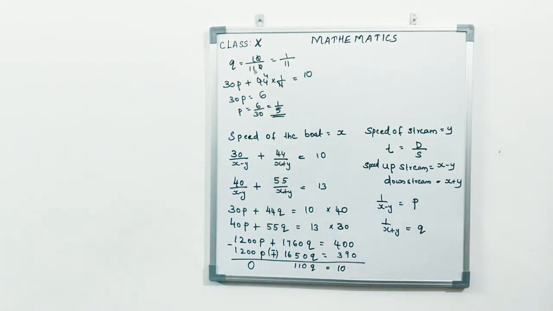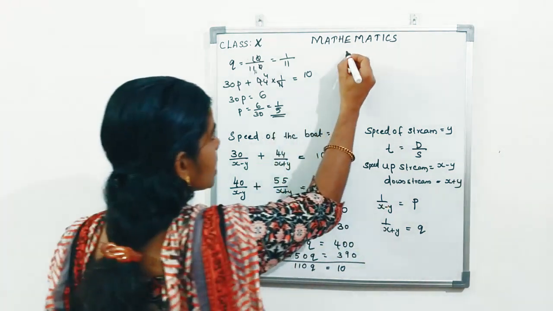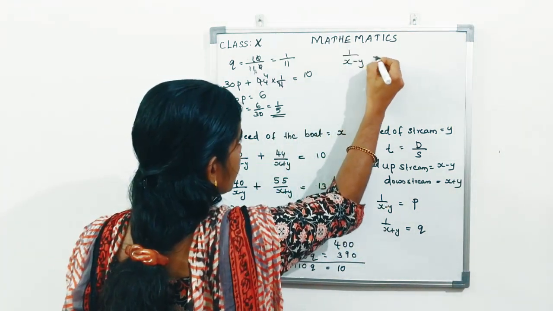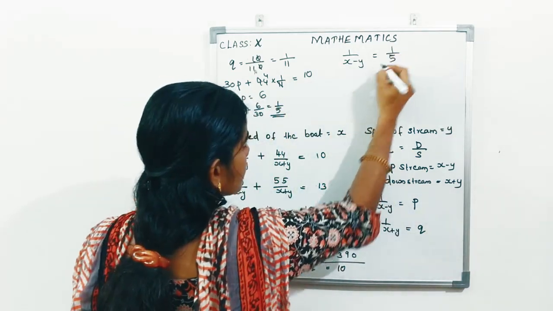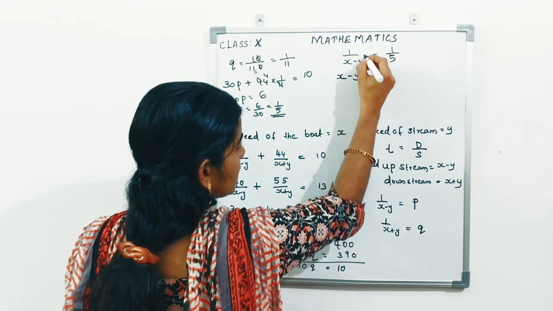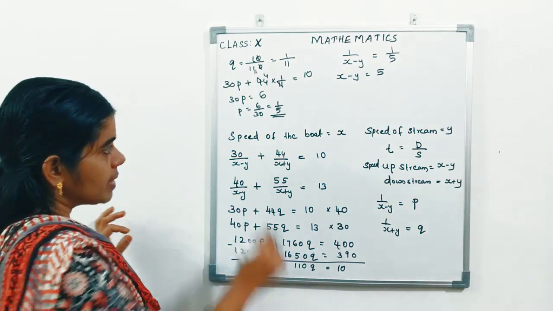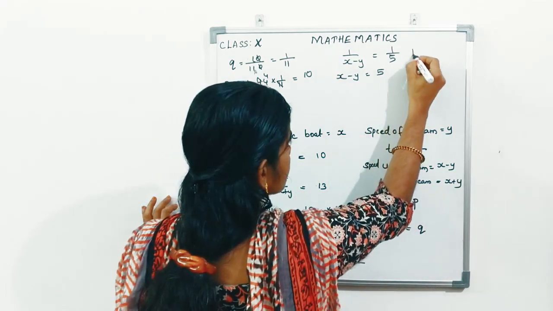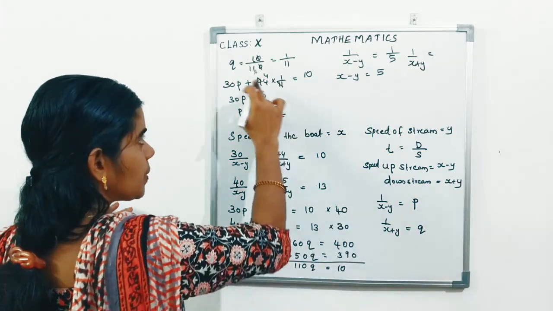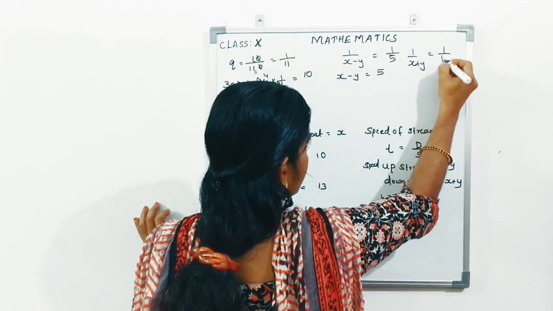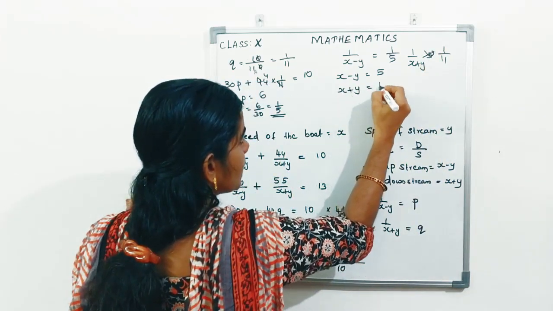Then again you want to substitute 1 by X minus Y is equal to P. P means 1 by 5. Then X minus Y cross multiplying, you will get X minus Y is equal to 5. Then again substitute 1 by X plus Y is equal to Q. Q means 1 by 11. Then again cross multiplying, you will get X plus Y is equal to 11.